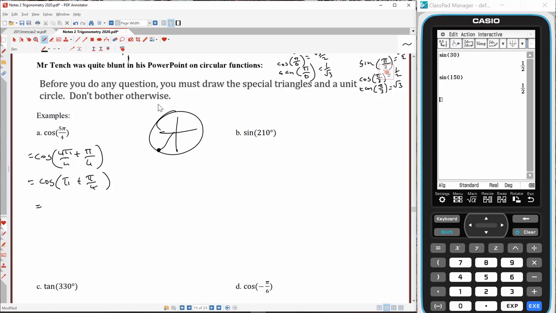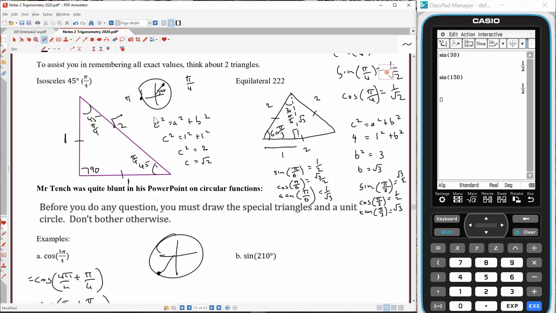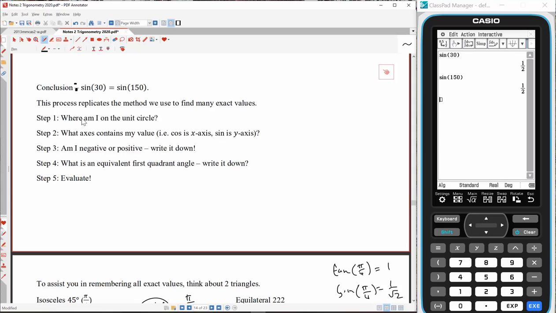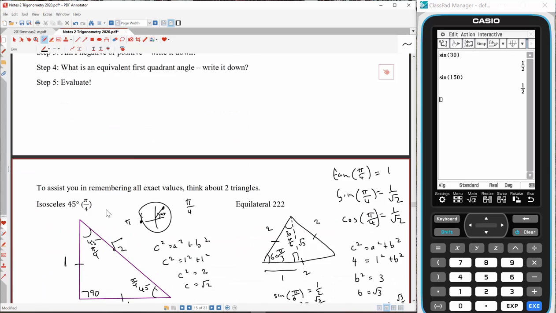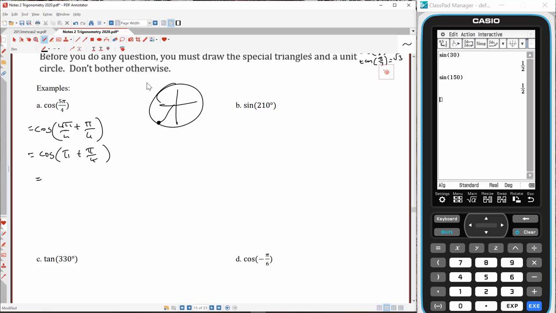Okay, the next thing we do is we work out whether we are going to be negative or positive. Now, I'm following my steps that I wrote down here. So where am I on the unit circle? What axis contains my value? Is it x-axis or y-axis? And am I negative or positive? All right, so what am I doing? I'm doing cosine, and cosine is the x-axis. All right, so what I do basically from this point here is I look up and I work out that I'm going to hit the x-axis on a negative number, or at a negative value. So the answer is negative.